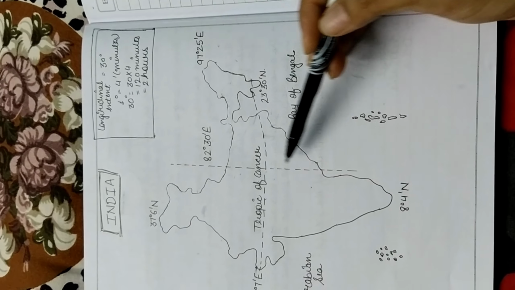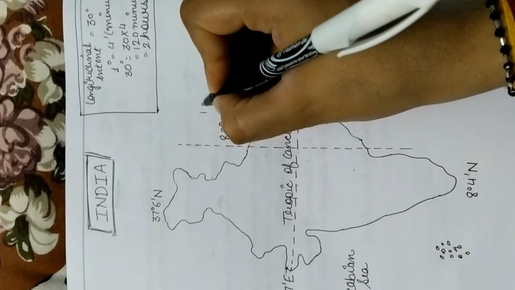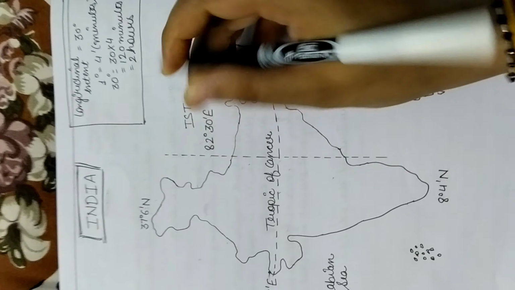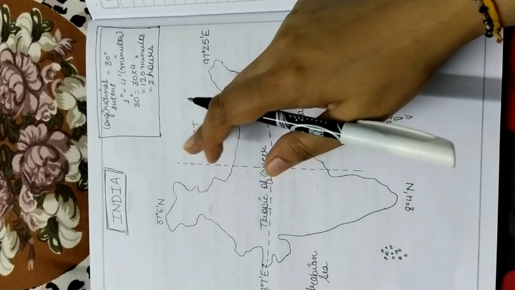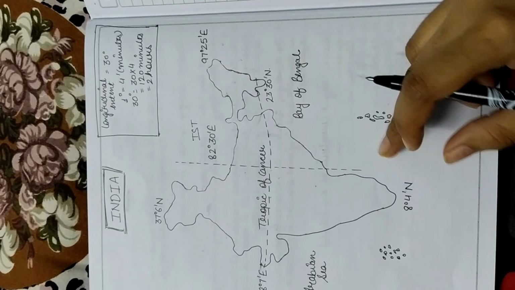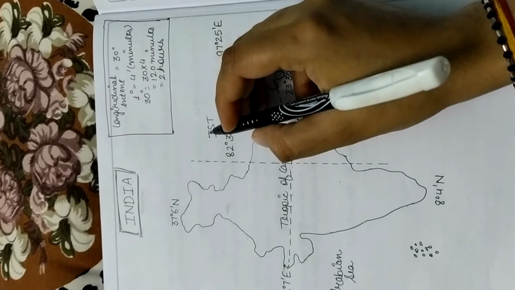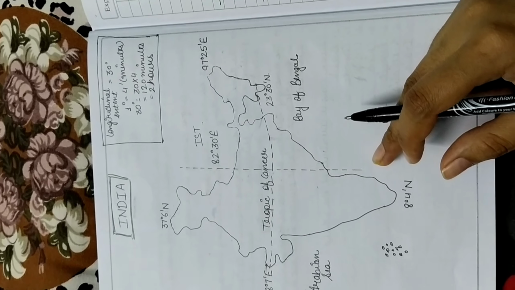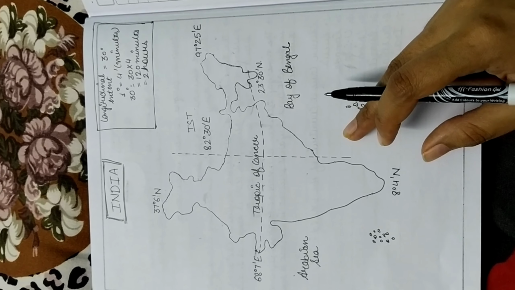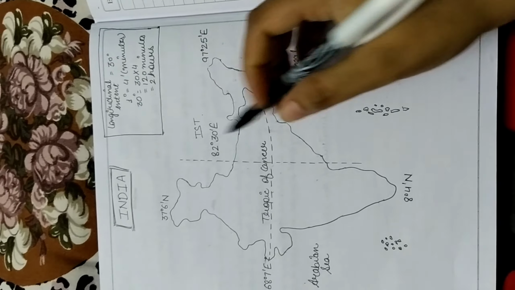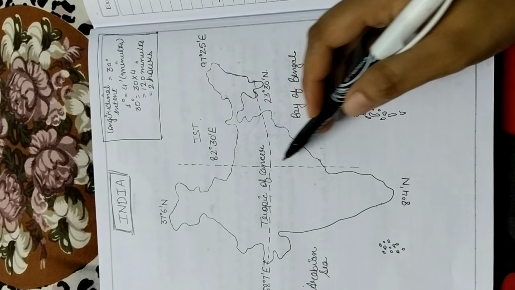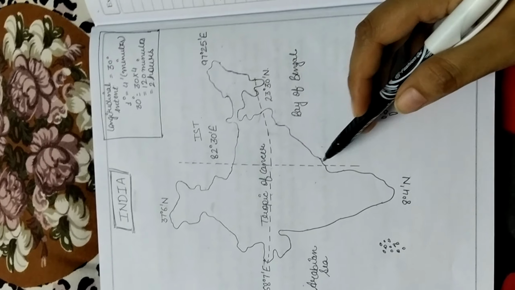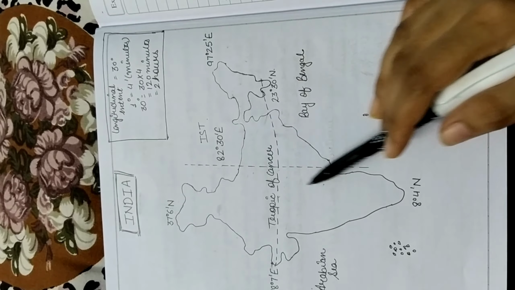Now what does it mean? As you can see, there is a vertical line which is known as IST, or we can say the Indian standard meridian. The full form of IST is Indian Standard Time. It is a standard meridian which is 5 hours 30 minutes ahead of Greenwich. It defines the time zone for the whole country, and it is passing through Mirzapur in Uttar Pradesh.